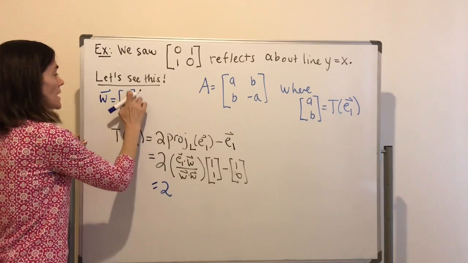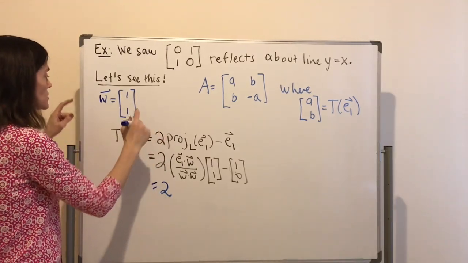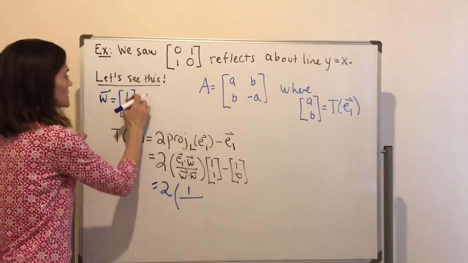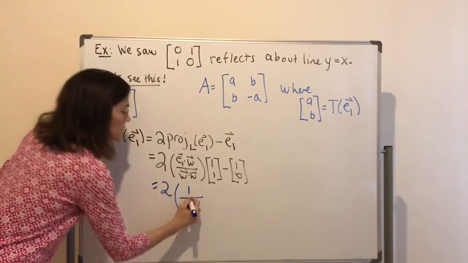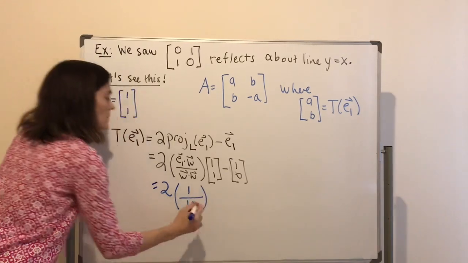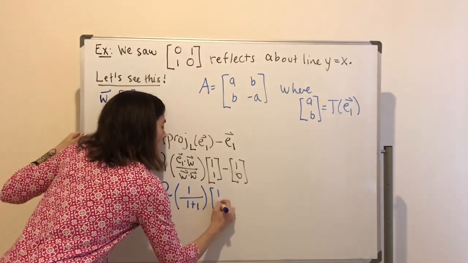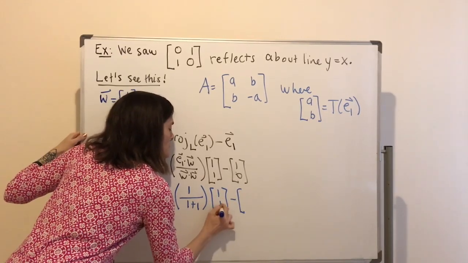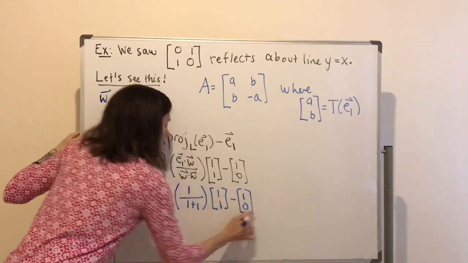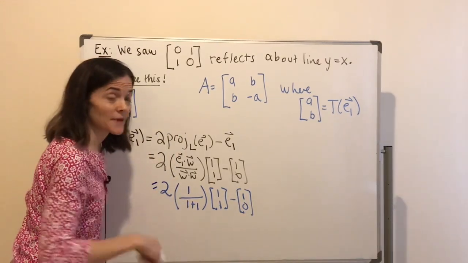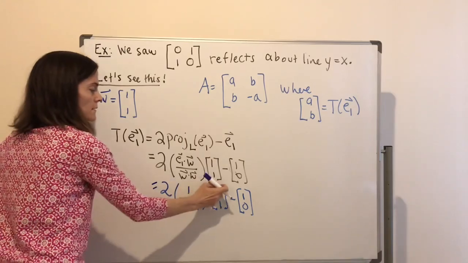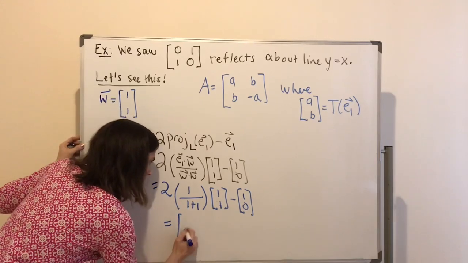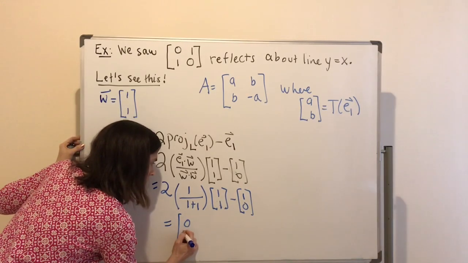Well, E1 dot W is just 1 plus 0, over W dot W, which is 1 plus 1. Excuse me, W is (1, 1) and E1 is (1, 0). This is 2 times the half, which is 1, and then this is 1 here. Now we can quickly subtract. We get (0, 1).